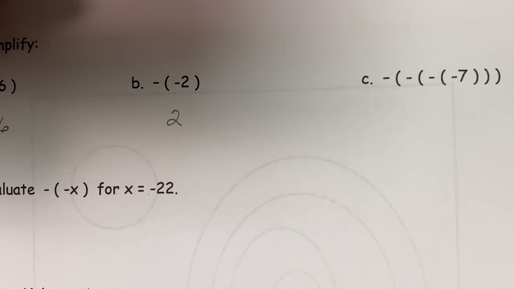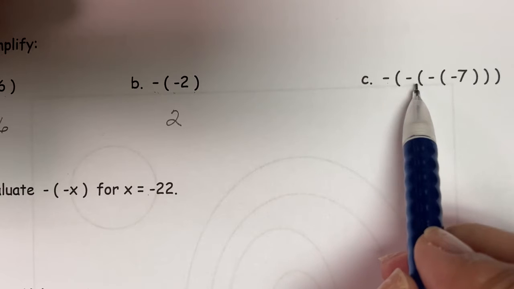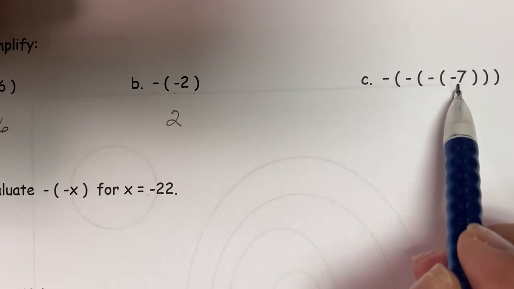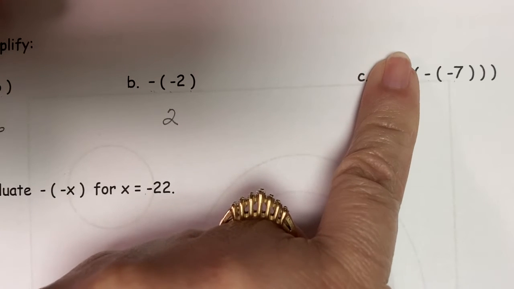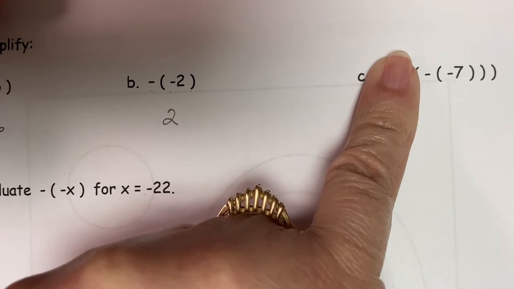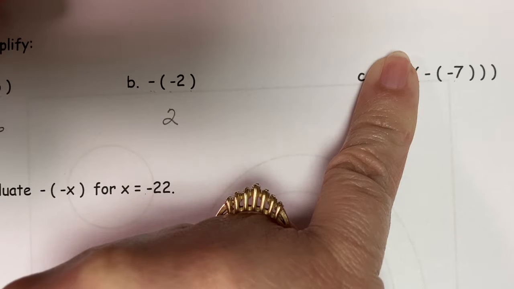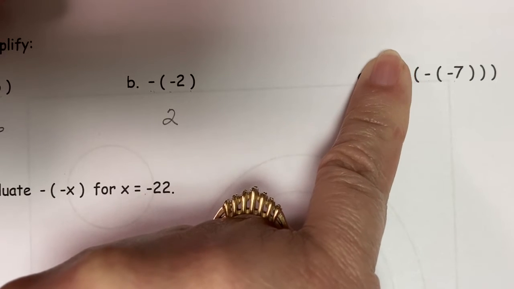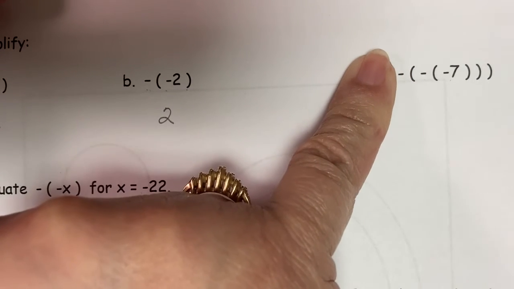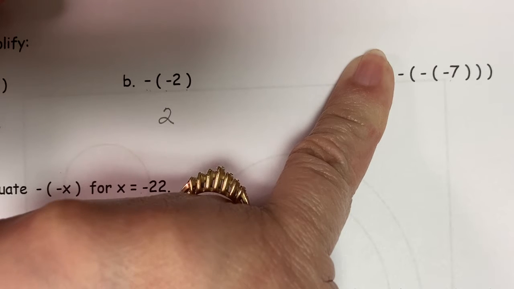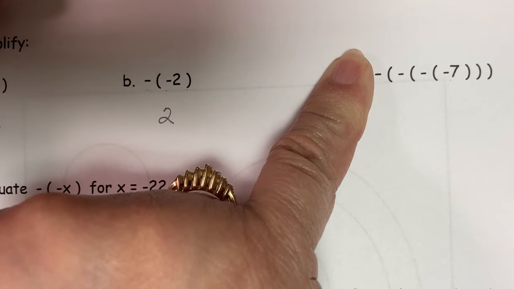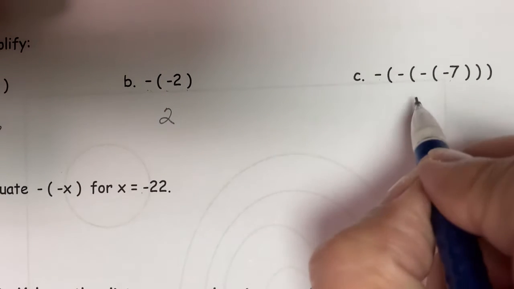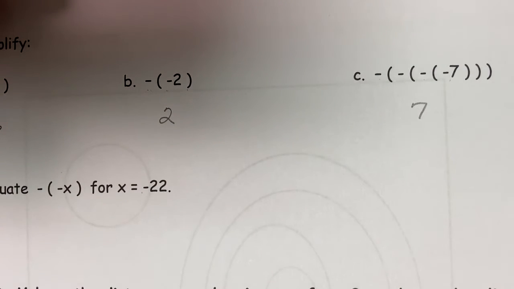Now look at C. This could be read the opposite of the opposite of the opposite of the opposite of negative 7. So if we do it in stages, maybe do these two first, that would say what's the opposite of negative 7? That would be positive 7. Then we would say, okay, what's the opposite of that 7? That would be negative 7. And then what's the opposite of negative 7? Finally, that is positive 7.